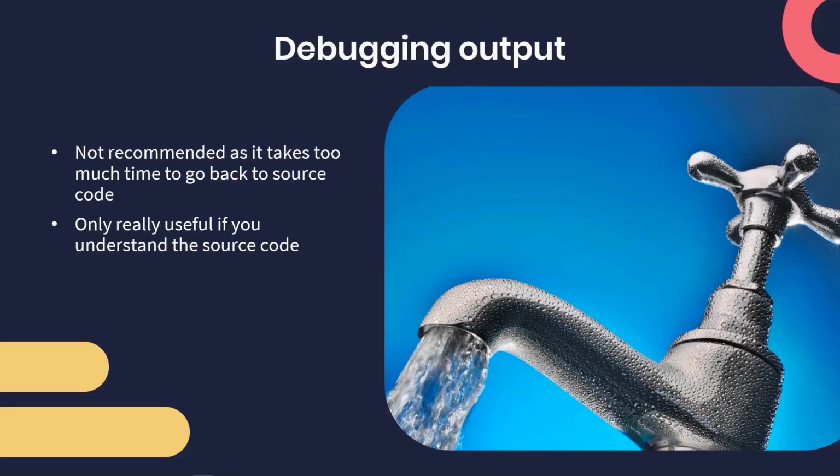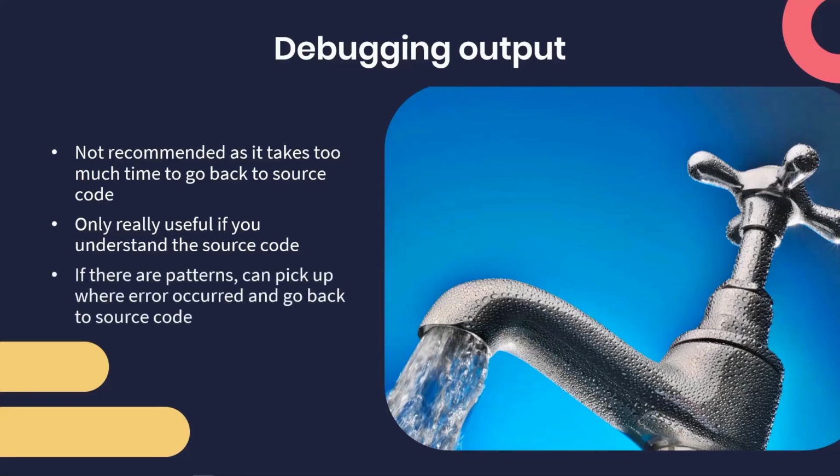That said, if your output has certain traits or patterns, especially if it is repetitive or has a lot of dependencies that are daisy-chained, you can quickly pick up where the error occurred. And this makes it easier to go back to the source code, since you will know exactly where in the source code you need to go and fix.